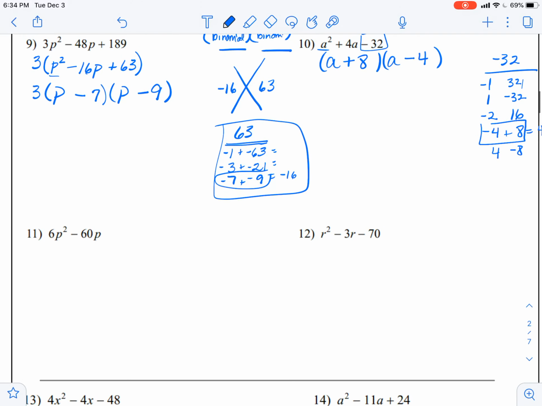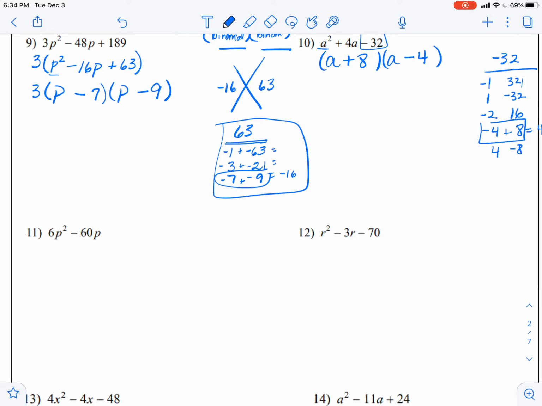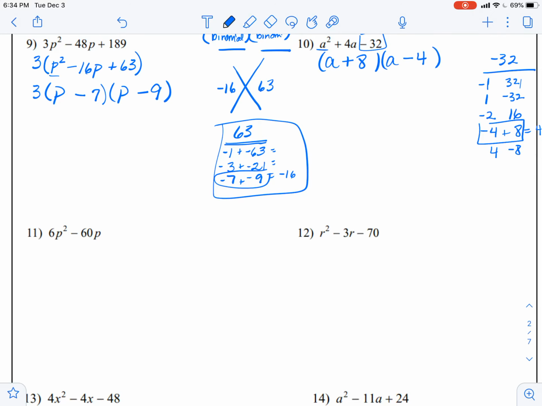Okay, number 11. Again, greatest common factor, because you can see there's a number that'll go into 6 and 60. So I'm going to take out a 6. That leaves me with p squared minus 10. Now, what I'm looking at on this one, and you might want to put this in, but you don't have to, since there's no p, I'm going to put a 0 there. Because what we're looking for is factors of a negative 10 that will add and give me 0.